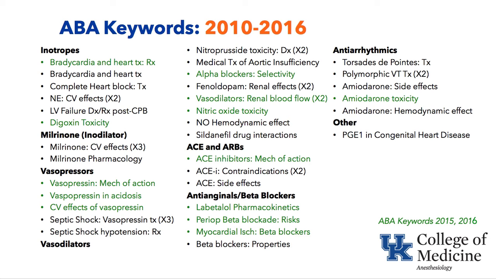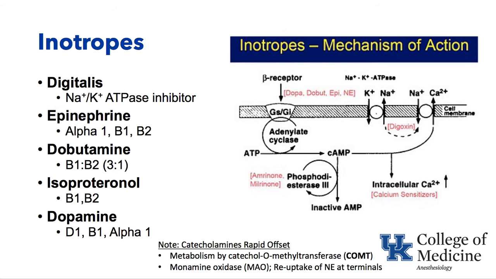be broken down into several large categories, including inotropes, milrinone and its inodilating effect, vasopressors, focusing on vasopressin, vasodilators, nitroprusside, nitroglycerin, and nitric oxide, ACE inhibitors and ARBs, that is angiotensin converting enzyme inhibitors, beta blockers, and antiarrhythmics, specifically amiodarone. So let's move right into our discussion, starting off with inotropes.